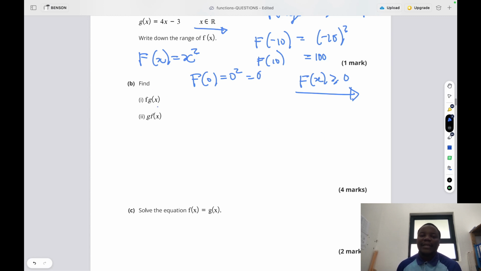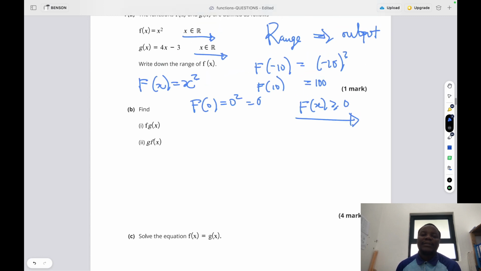Now let's look at B, where it says find f of g of x. F of g of x means into our f function, which is x squared, where there is x, we are going to replace the g function. That's what that means. We've already looked at that. So if my x becomes g, it simply means my f of g of x becomes 4x minus 3, then squared. So we're just expanding this.